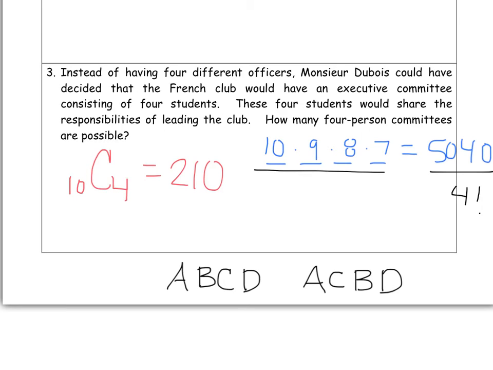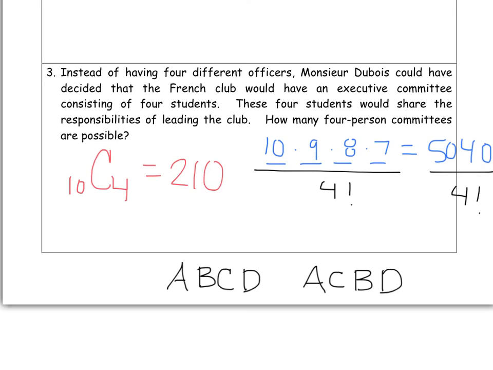Again, we're taking that 10 times 9 times 8 times 7 and dividing it out by 4 factorial. And that's to get rid of all of the ways to arrange the 4 people that we're picking. Again, these different arrangements do not make different committees. So we have to get rid of those arrangements. And there are 4 factorial. That's the number of ways to arrange 4 objects.